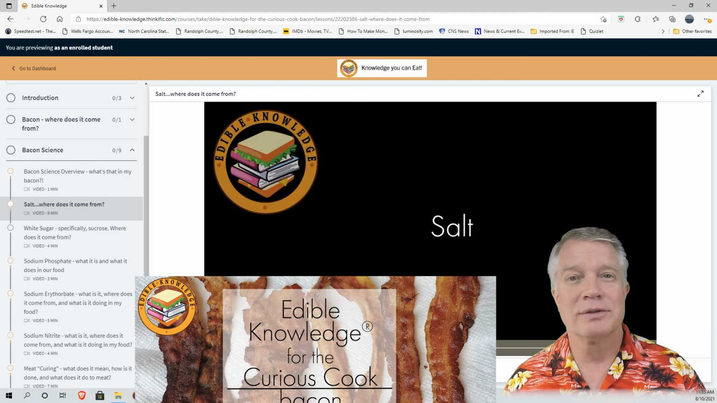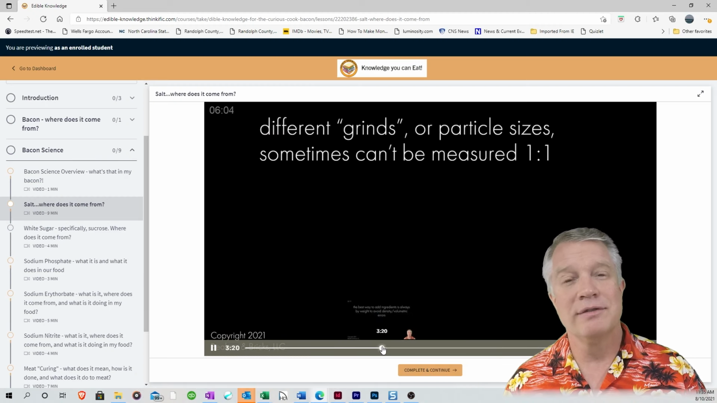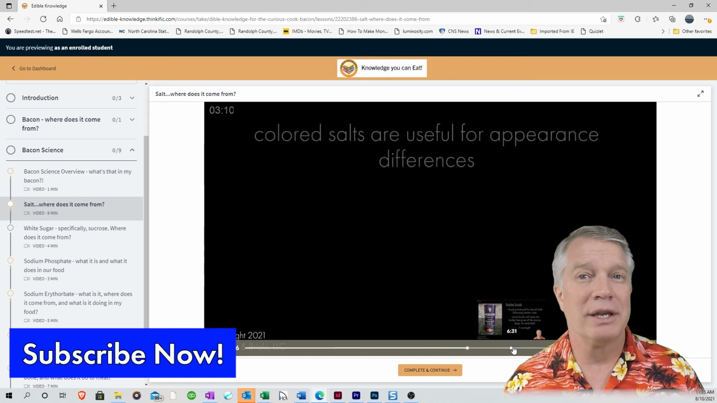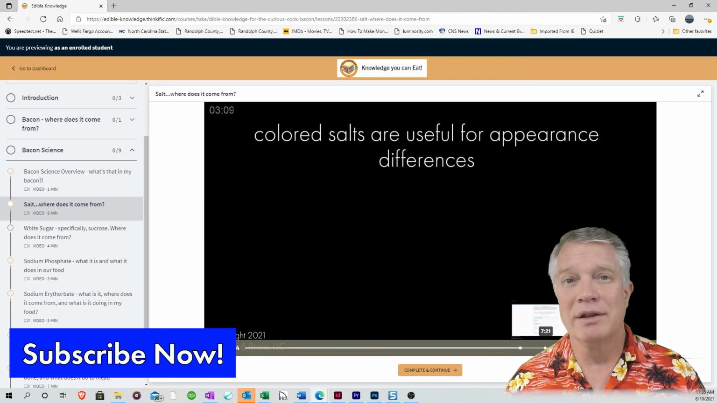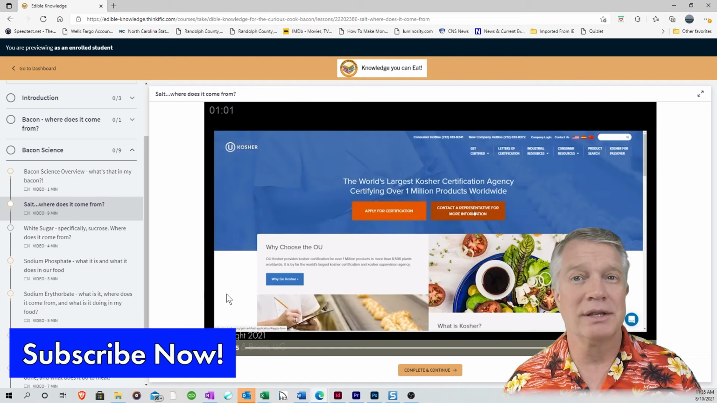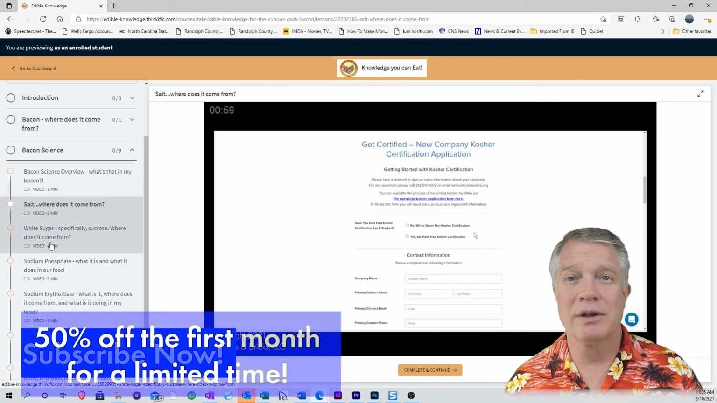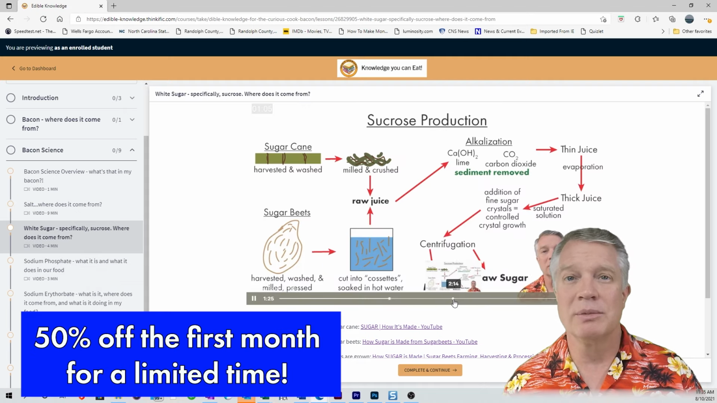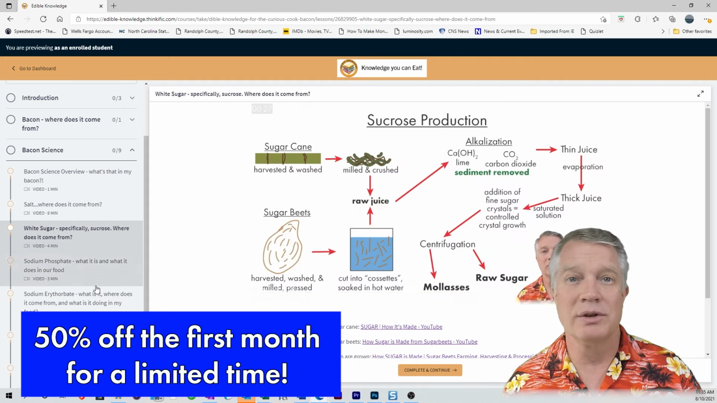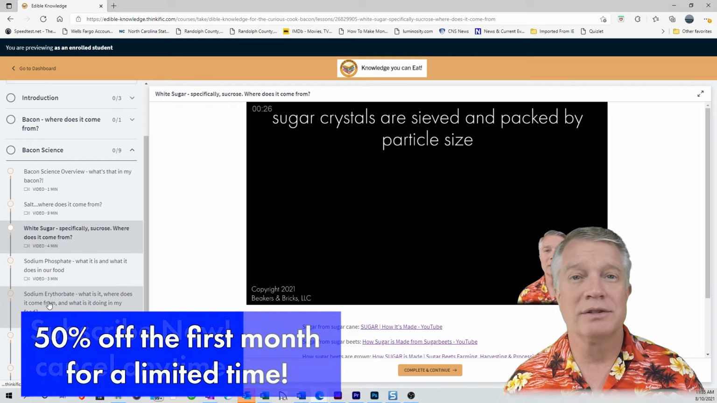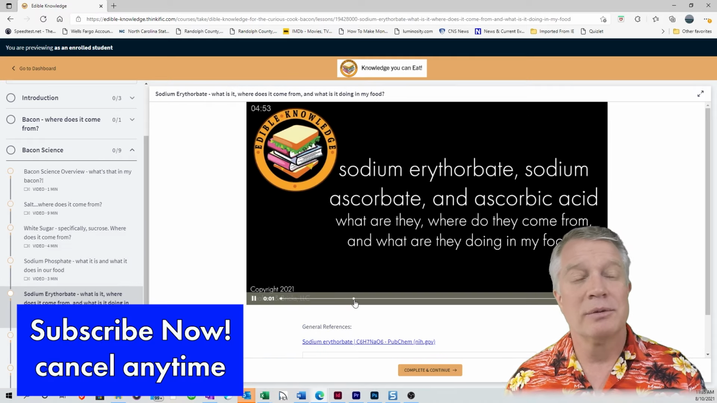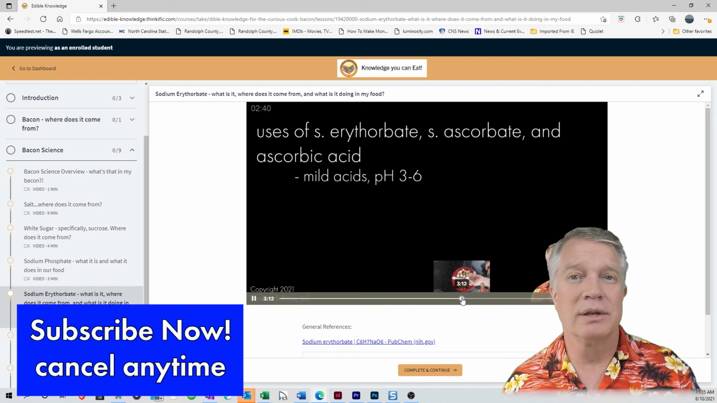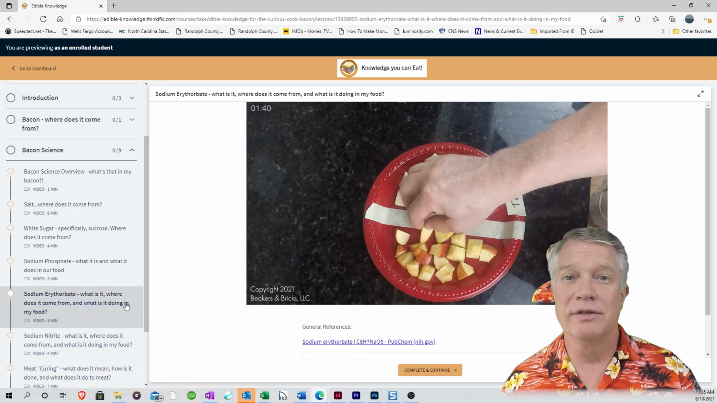In the bacon course, there are lessons on each ingredient, even the familiar ones. The salt lesson teaches you the differences between Himalayan pink salt, Hawaiian black lava salt, kosher salt, pickling salt, ice cream salt, among others. Lessons covering sodium erythorbate, sodium ascorbate, and sodium nitrite teach you what they are and what they're doing. Some ingredients can be a little scary, like sodium nitrite, but others just sound scary, like sodium ascorbate and sodium erythorbate, both of which are related to vitamin C.